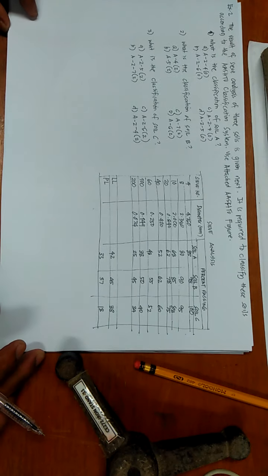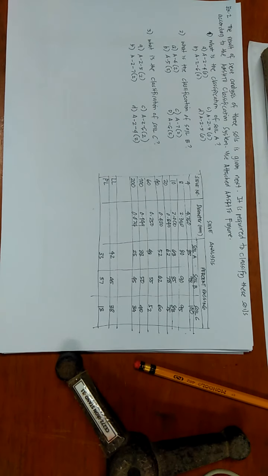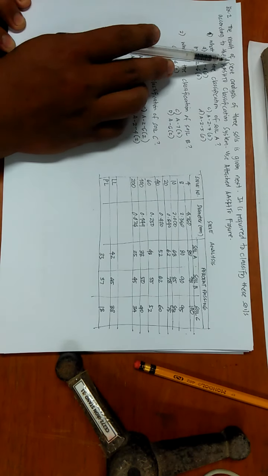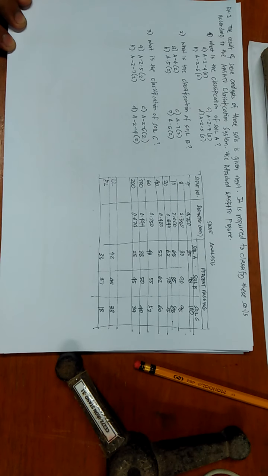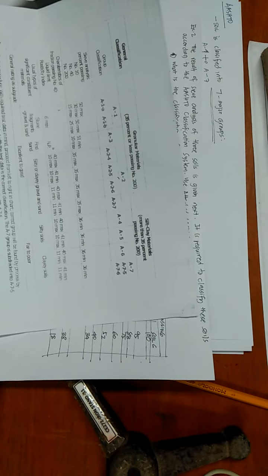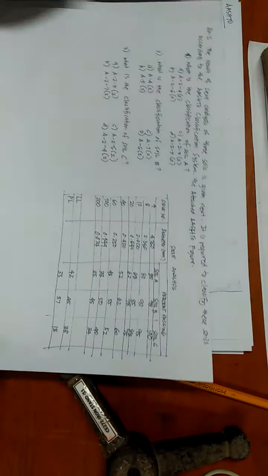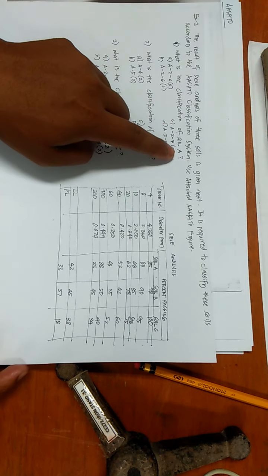Let's try to solve this example problem. Actually, this is familiar to the CE board exam problems. It says, the result of sieve analysis of 3 soils is given next. It is required to classify the soils according to the AASHTO classification system. Use the AASHTO figure. So, this is our AASHTO figure. Okay? So, what is the classification of soil A?